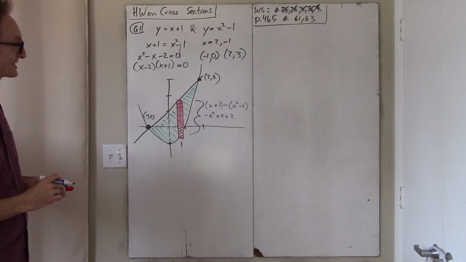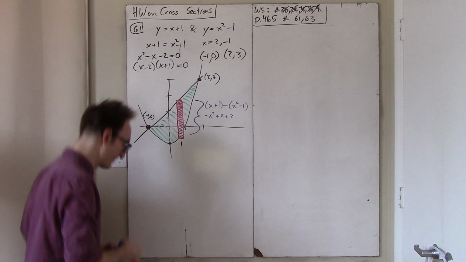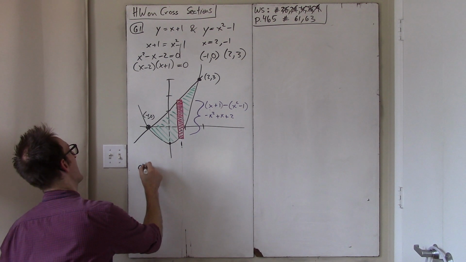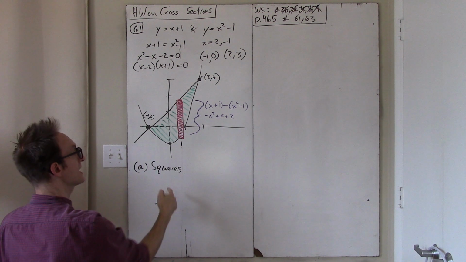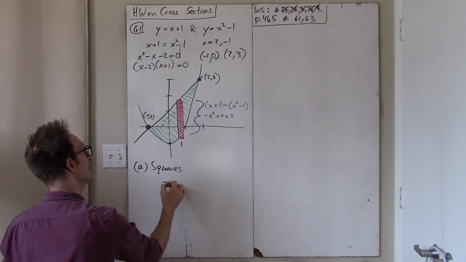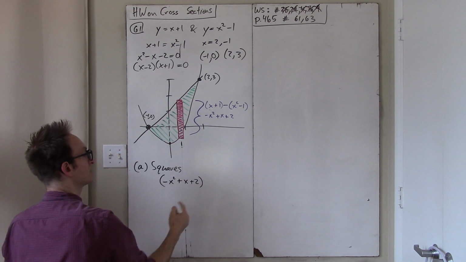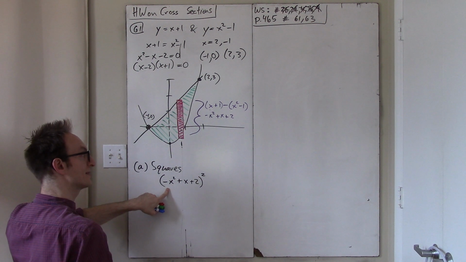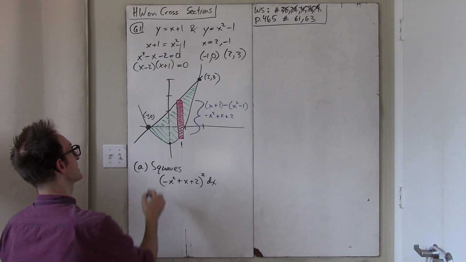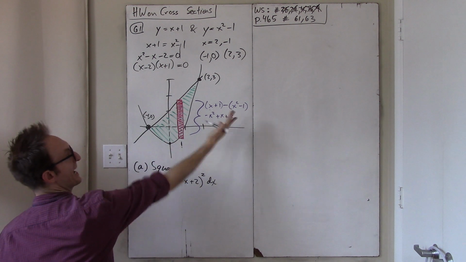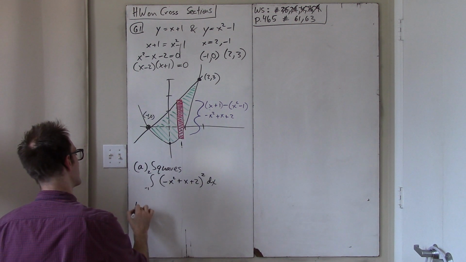So, if that's the length of this thing, then what are we doing in part A? In part A, cross sections are squares. So the squares are coming out of the board, and every square is going to have side length negative x squared plus x plus 2. So I take that side length, I square it to get the area of that square, I multiply it by dx to give it the thickness, that's the volume of one of these infinitely thin slices, and then I just integrate up the x-axis from negative 1 to 2. That's all we have to do for that problem.